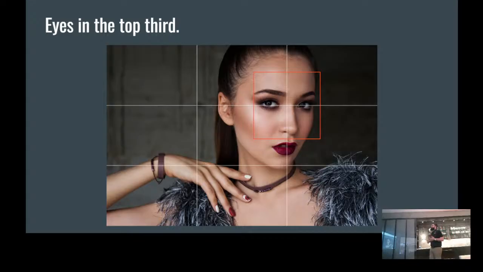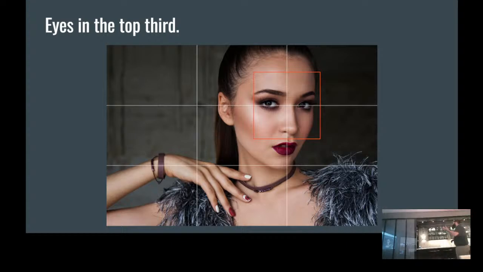The best way to make sure that you keep something in that interest level is by following the rule of thirds placement of keeping the eyes in the top third of an image. This is a basic photography pattern and trick, but it does go a long way.